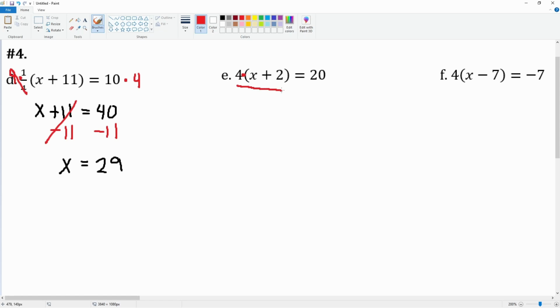Then E. While we can distribute, again, it is easier to make the number 1 because it's attached via multiplication. So let's divide 4 to both sides. The 4 on top, 4 on the bottom on the left hand side does cancel, leaving you with just an x plus 2 on the left. On the right hand side, the 20 divided by 4 becomes a 5.